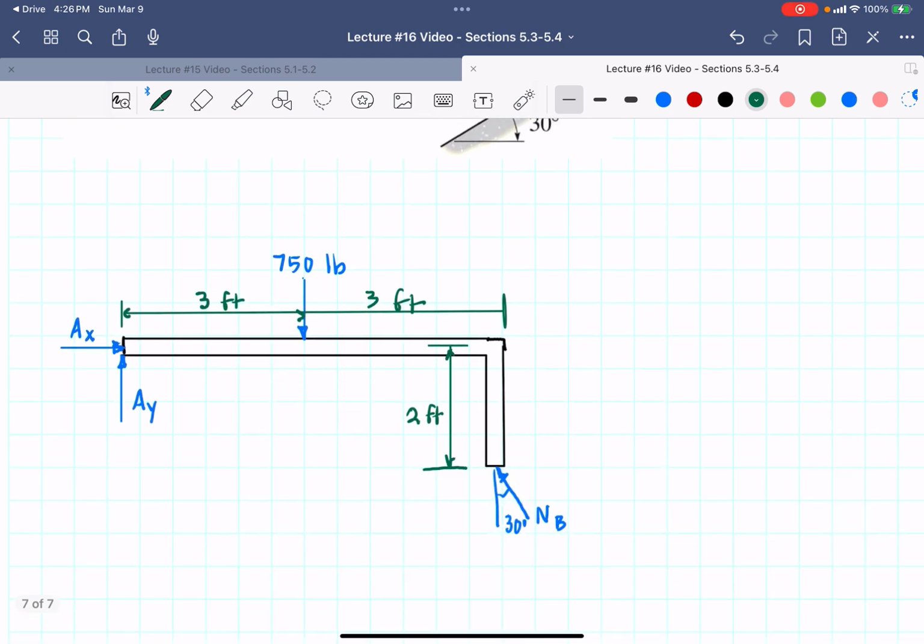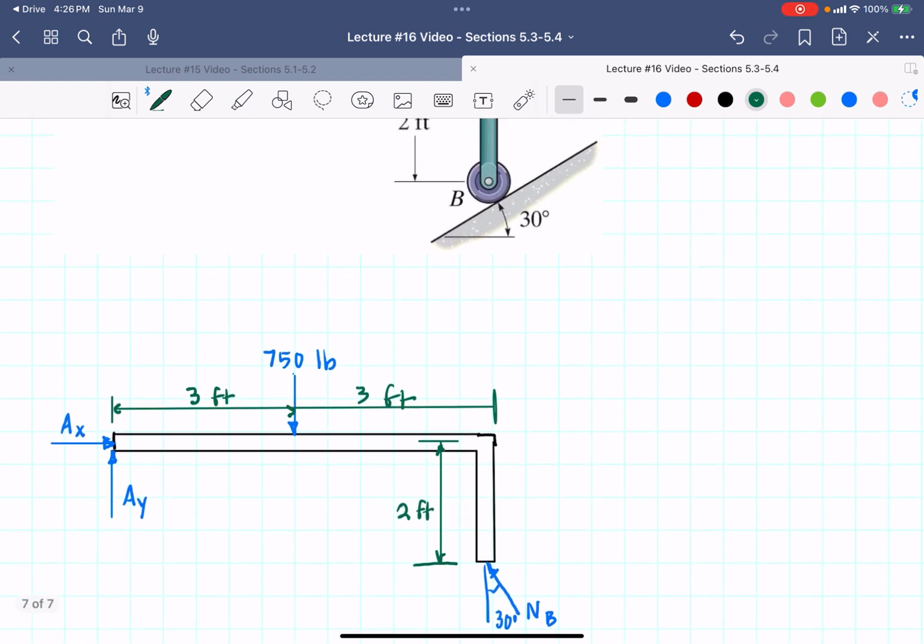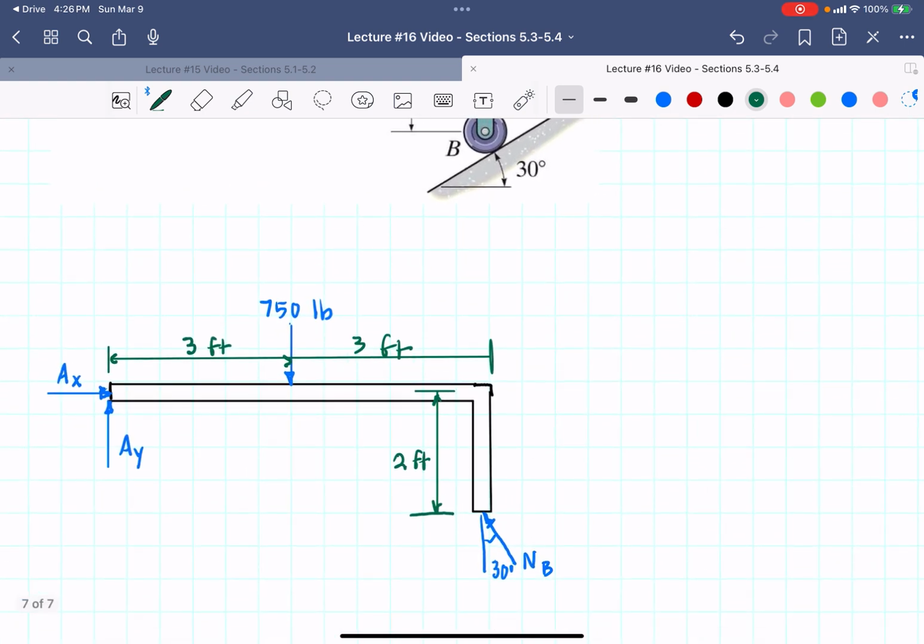So we're going to have a vertical and horizontal at A because it's a pin, and we're going to have a normal force for point B because that's on a smooth surface. So it's a normal reaction.